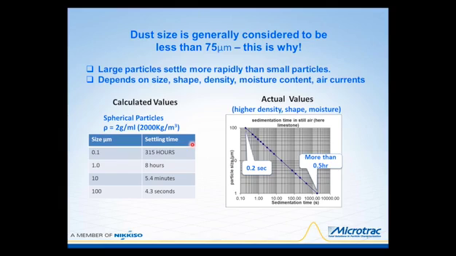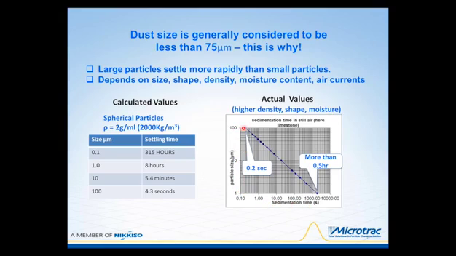Now, to look at situations that are more realistic, I've provided a sedimentation graph for limestone. Limestone has a higher density than the spherical particles we just examined. They have a different shape, and they also have a moisture content that's involved. I've graphed this as particle size as a function of sedimentation time in seconds.